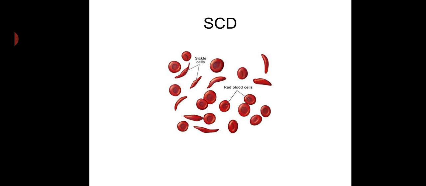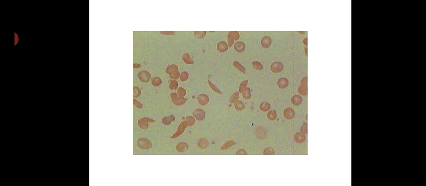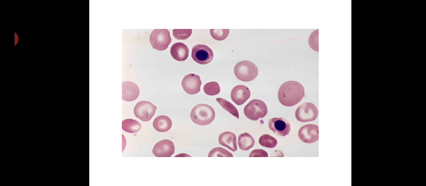So this is a picture diagram. How can you see the sickle shaped RBC in the peripheral smear? Again here you can see the sickle shaped RBC in the center. Again sickle cell RBC as well as normoblast in the peripheral blood smear.